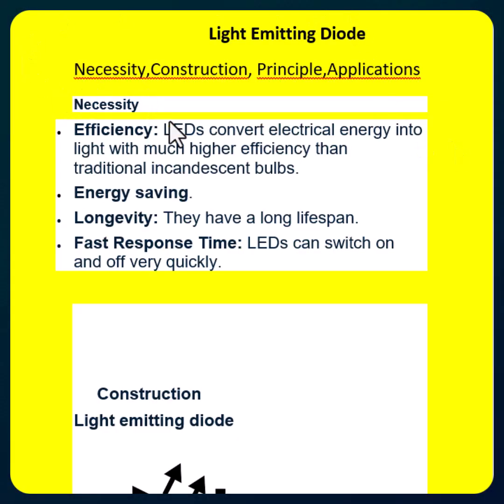When it comes to the necessity, the power absorbed by the LED is very less because the applied voltage is very less compared to incandescent lamps, whereas in case of incandescent lamps the applied voltage is around 230 volts and they take a lot of power, which converts into heat and then gives the light, whereas in case of LEDs it takes the electrical energy and directly converts it into light.